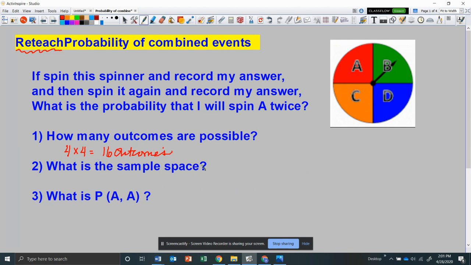Now I want to list all those 16 outcomes, okay? Now I taught you 2 different ways to do this. I taught you a factor tree where we say the first thing would be A, B, C, or D. And then after the first thing happens, it could be A, B, C, or D. But you're going to do that with each of these first outcomes.